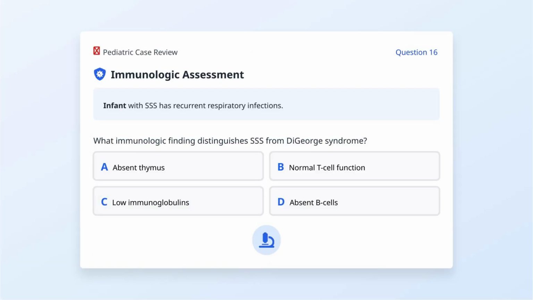An infant with Sanjad-Sakati syndrome experiences recurrent respiratory infections. What immunologic finding distinguishes Sanjad-Sakati syndrome from DiGeorge syndrome? Option A, absent thymus. Option B, normal T-cell function. Option C, low immunoglobulins. Option D, absent B cells. Consider important differential diagnostic features between these conditions.